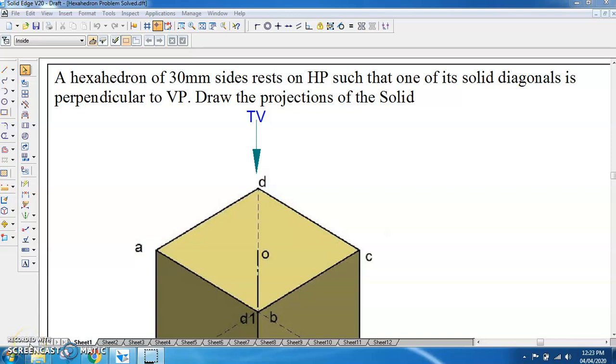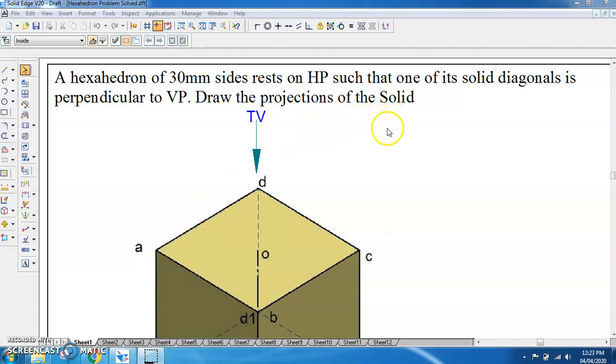In today's session, we are going to see the projections of hexahedron. The problem statement given here is a hexahedron of 30 mm sides rests on HP such that one of its solid diagonals is perpendicular to VP. Draw the projections of the solid.